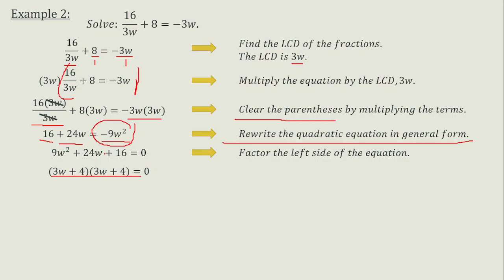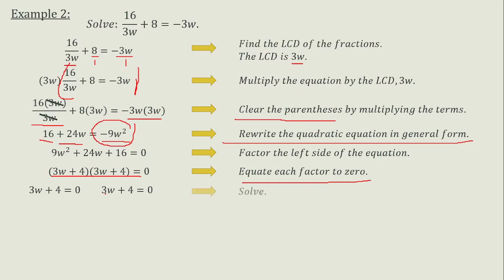So after factoring out, we are now going to equate each factor to 0. So we are going to solve each of the linear equations. So 3w plus 4 is equal to 0. Then 3w plus 4 is equal to 0. They are just the same linear equation. So i-copy nyo na lang yung magiging solution natin dito sa first linear equation.